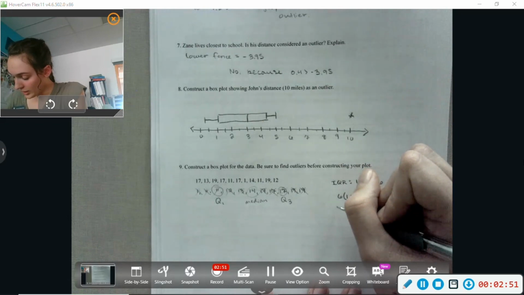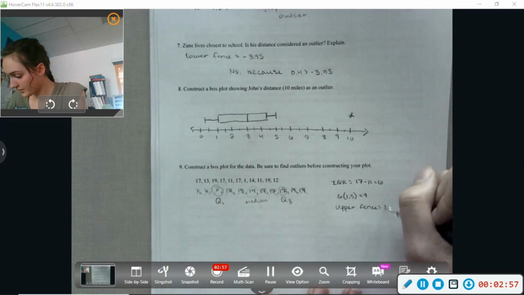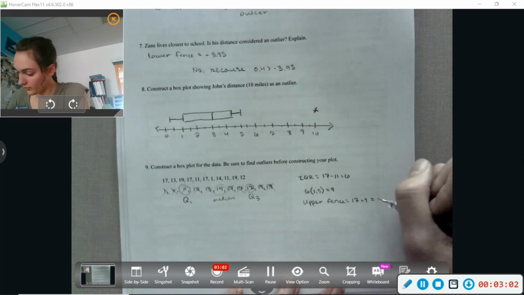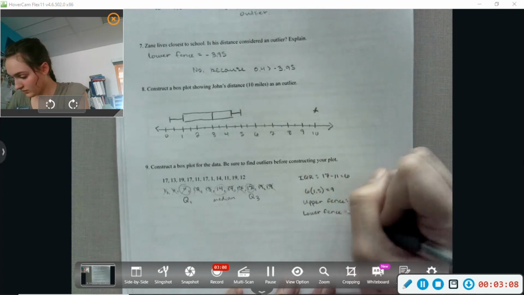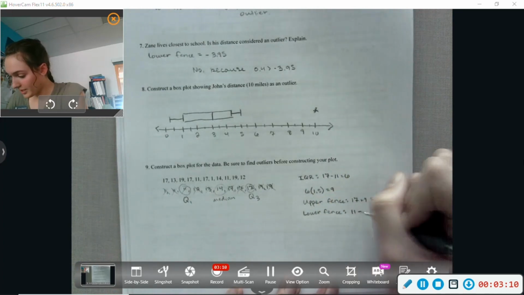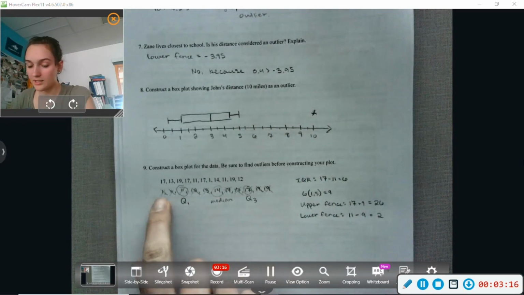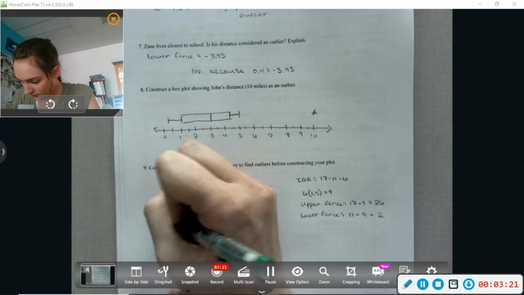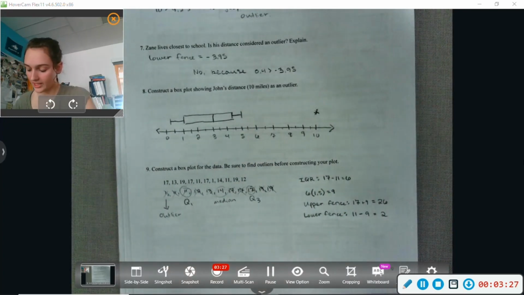My upper fence is going to be 17 plus 9, which gives me 26. And my lower fence is going to be 11 minus 9, which gives me 2. Now if I look back at my data set, I can see I have a 1 here. This one is going to be an outlier. So now I have all the information that I need, and I can start constructing my box plot.